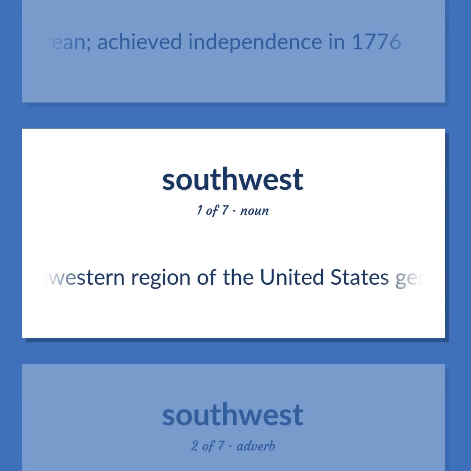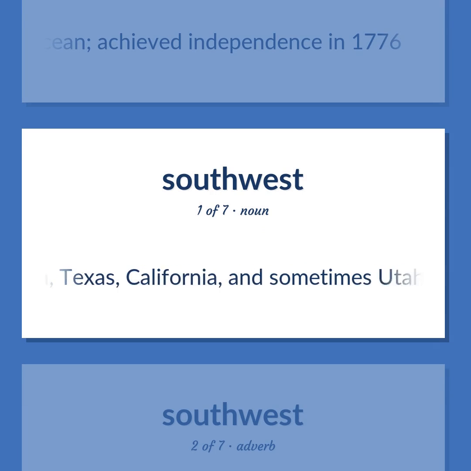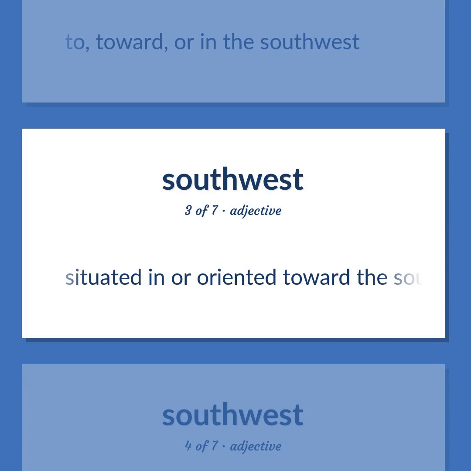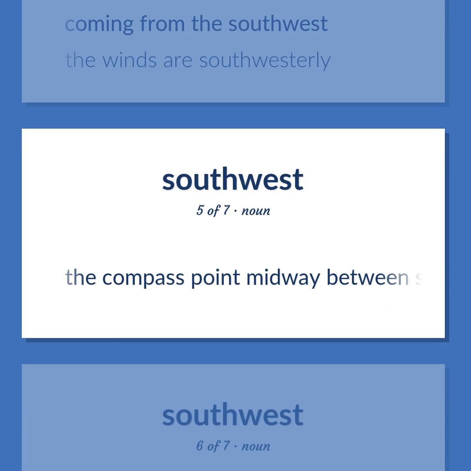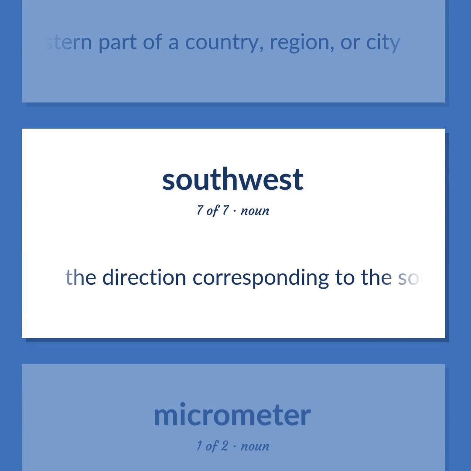The southwestern region of the United States, generally including New Mexico, Arizona, Texas, California, and sometimes Utah and Colorado. To, toward, or in the southwest. Situated in or oriented toward the southwest. Coming from the southwest. The winds are southwesterly. The compass point midway between south and west, at 225 degrees. A location in the southwestern part of a country, region, or city. The direction corresponding to the southwestward compass point.